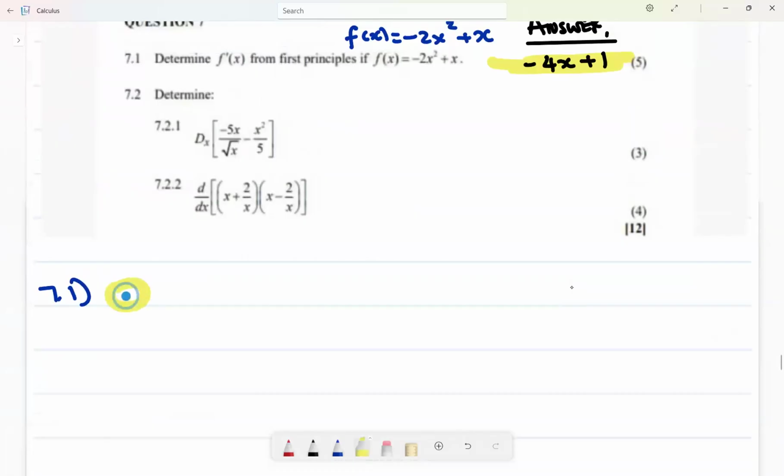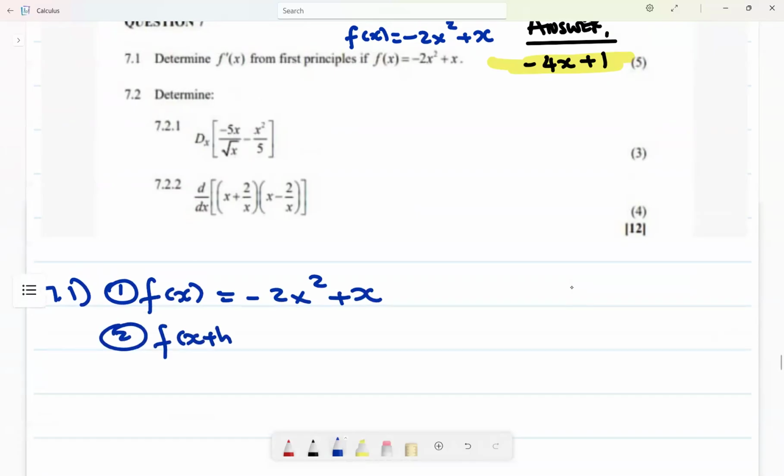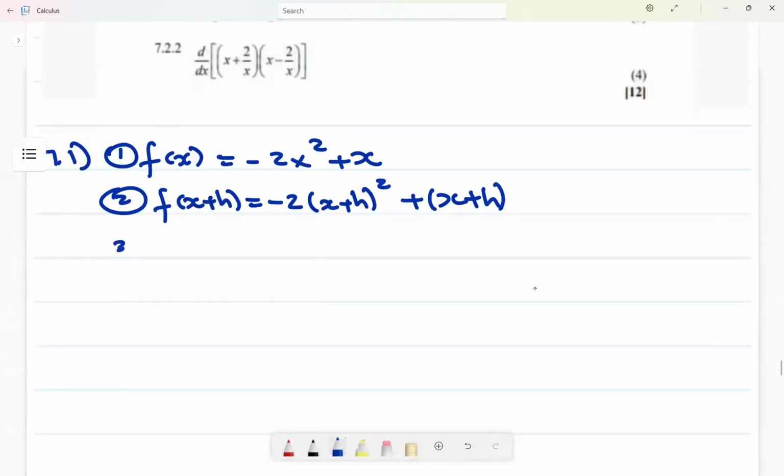Remember the first step, I just write what is f of x. F of x, I'm giving as negative 2x squared plus x. Second step, I want f of x plus h. Remember where I see x, I open a bracket and say x plus h. Then I square that, plus where I see x, I say x plus h. The third step, remember all these terms on f of x should vanish, all of them, okay?